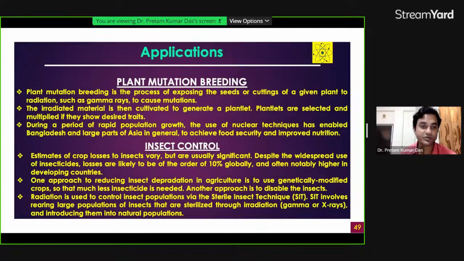Despite the widespread use of insecticides, losses are likely to be of the order of 10% globally, and often notably higher in developing countries. So one approach to reduce insect depredation in agriculture is to use genetically modified crops so that insecticides are much less needed. Another approach is to disable the insect. Radiation is used to control insect populations via the sterile insect technique, SIT. SIT involves rearing large populations of insects that are sterilized through radiation, gamma or X-ray, and introducing them into the natural population.